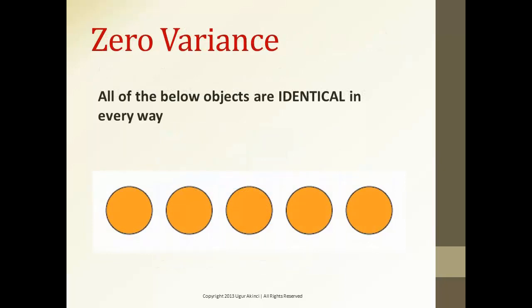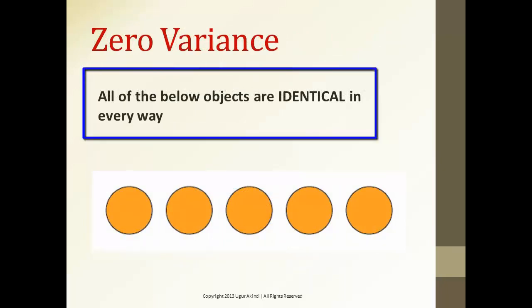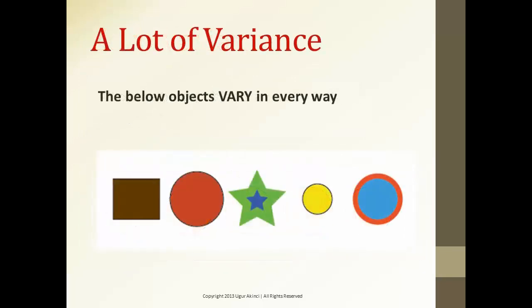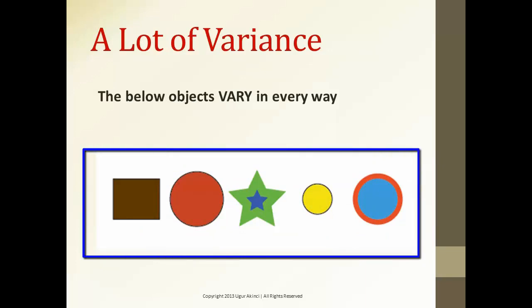Here are 5 objects, and they are identical in every way, which means they have 0 variance. On the other hand, these 5 objects differ from one another in terms of color and shape, so they have a lot of variance.